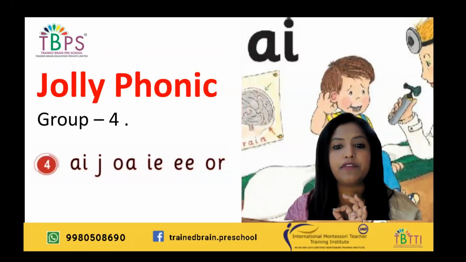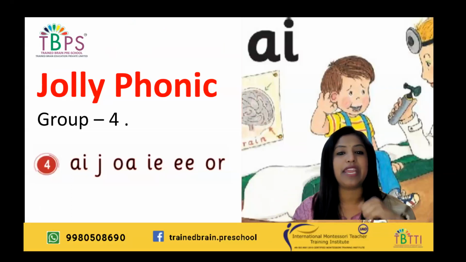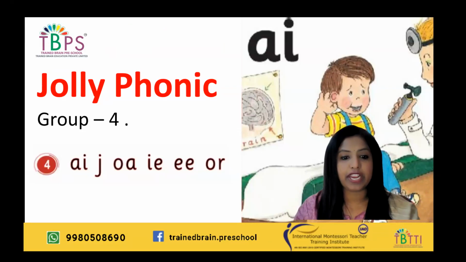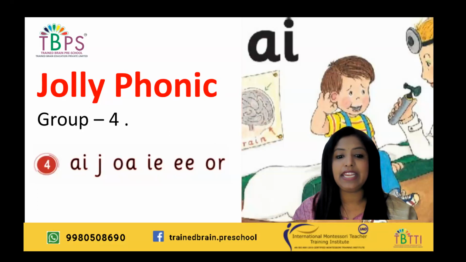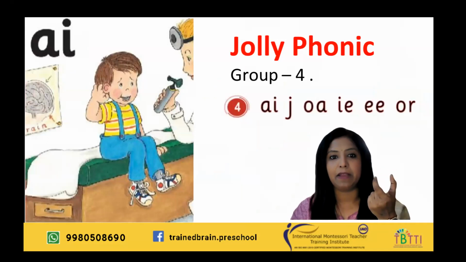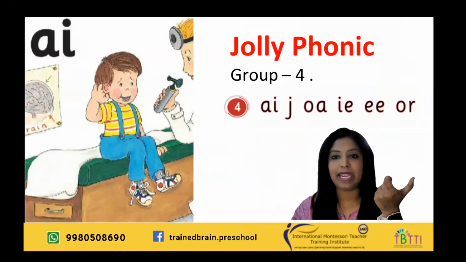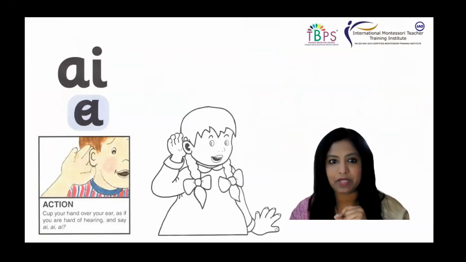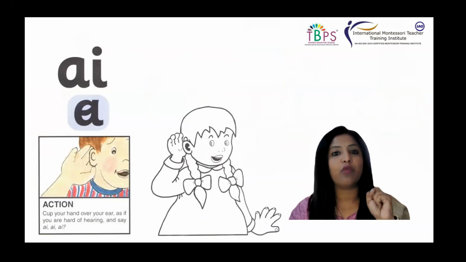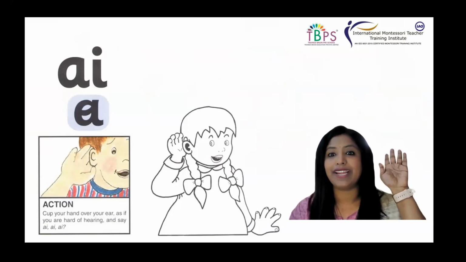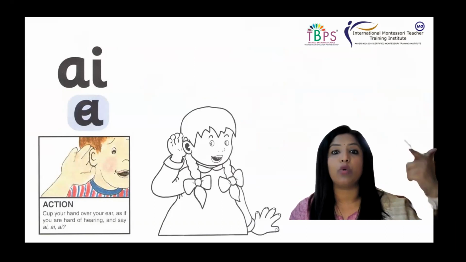In our group 4, the following letters were introduced. What are they? AI, J, OA, IE, EE, OR. So when I have the first letter combination of A and I, that means when I have my vowel A and my vowel I, when these two are combined together, they make one sound. And what is that sound? It is A. It is not a new sound. It makes the long vowel sound.